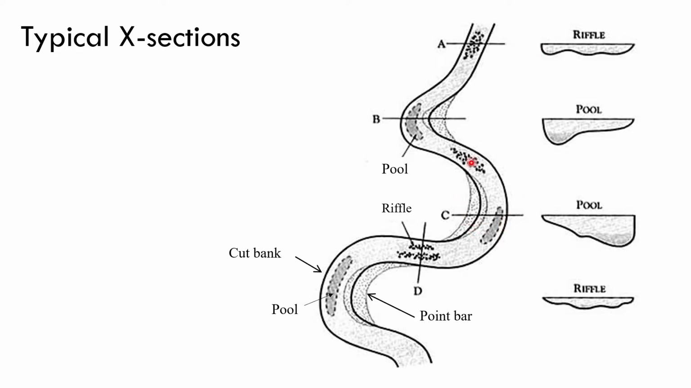And then over the riffles, these tend to be more of a uniform depth, but fairly shallow. So we get this uniform shallow flow in the riffles and this big asymmetric pool at the meander bends.